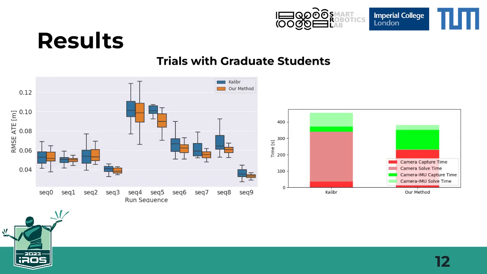In our second set of experiments, we showed that ORB-SLAM3 performed best on 10 of our custom data sequences when using calibrations estimated using our tool by grad students, compared to using Kalibr. Additionally, the median total time to calibrate the Intel RealSense was lower using our tool.